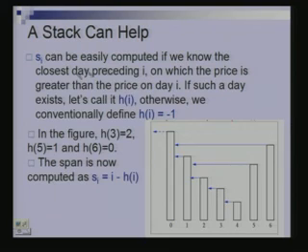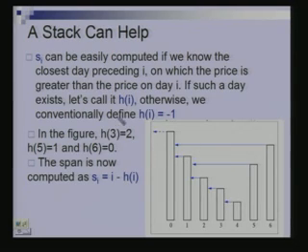Recall that to compute the span, we need to know the closest day preceding I on which the stock price is greater than the price on day I. In this example, for day 5, I need to know the closest day preceding day 5 on which the stock's price was more than the price of day 5. So, this was the price on day 5. On day 1 it was more. So, for day 5 the span would be 1, 2, 3, 4.